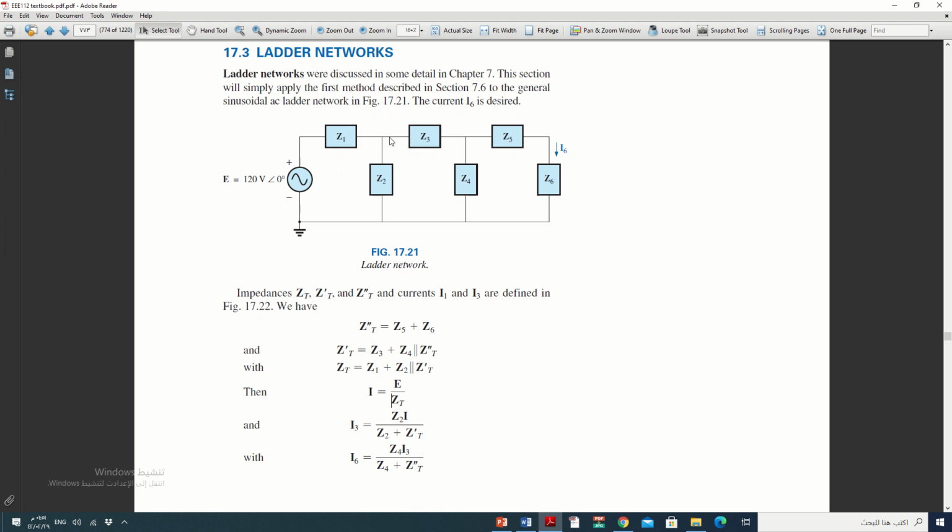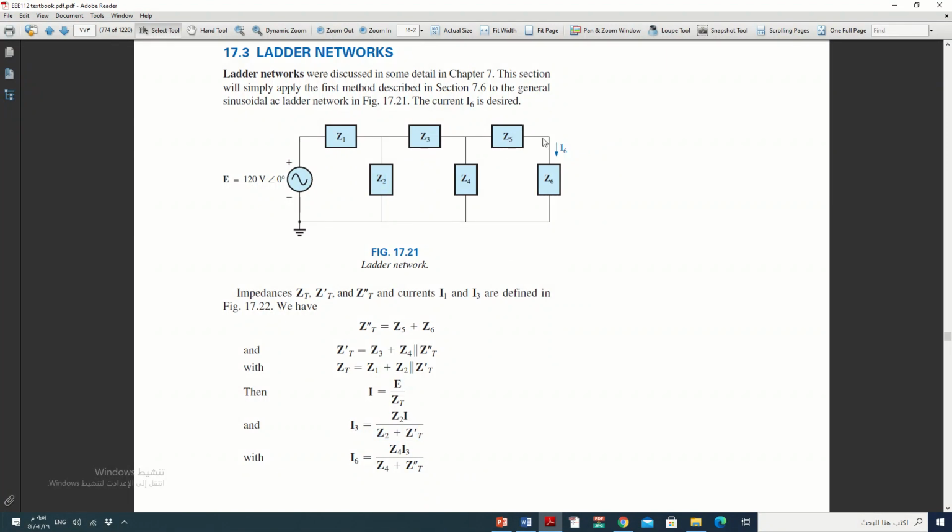I3, which is going through impedance Z3, you can apply the current divider rule. Assume that the impedance here is Z prime total, and this is another impedance in parallel. I3 equals Z2 multiplied by I1 and divided by the summation.